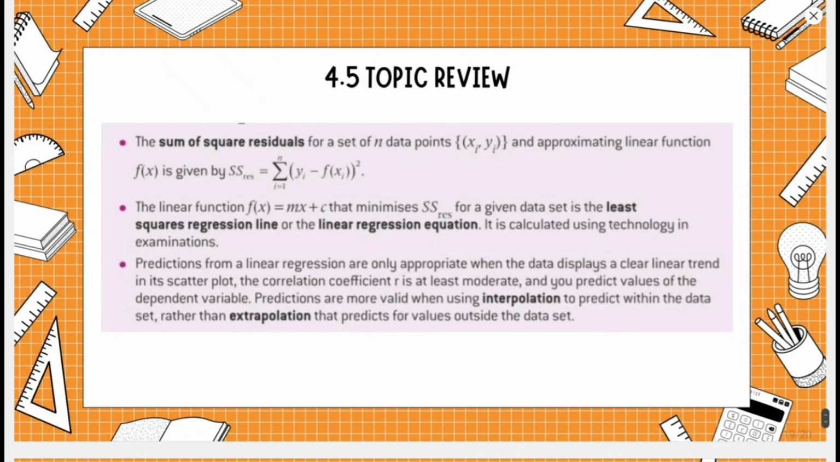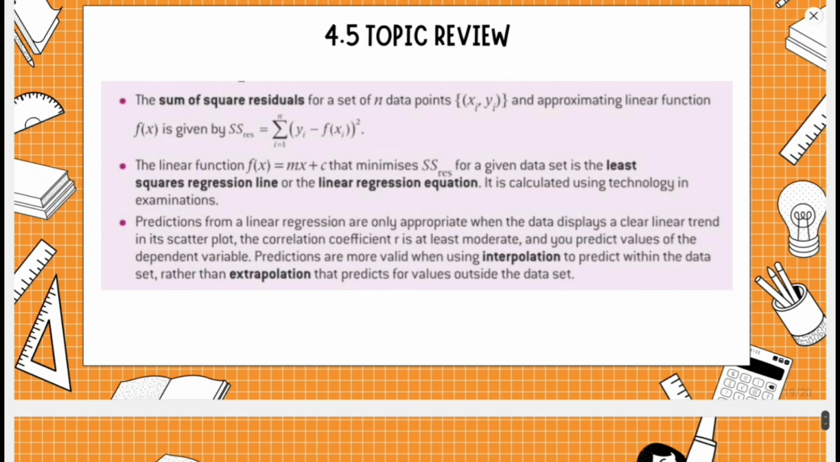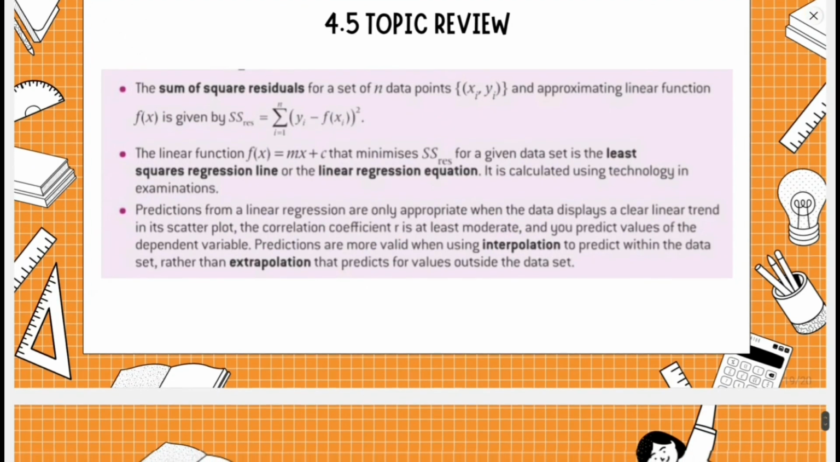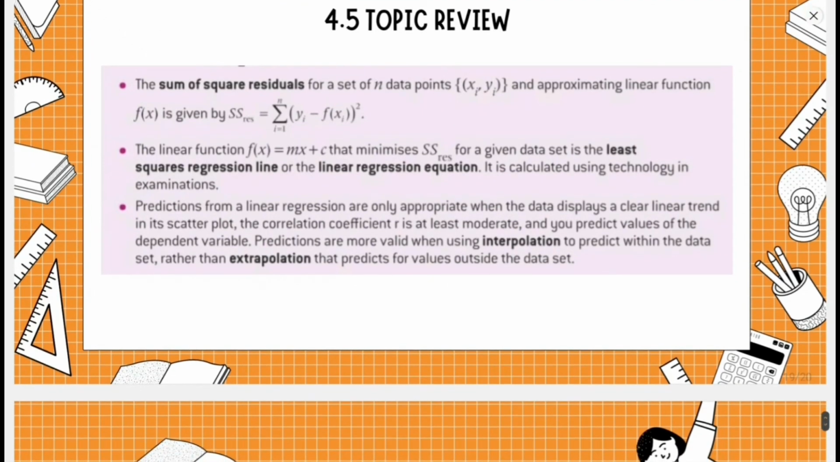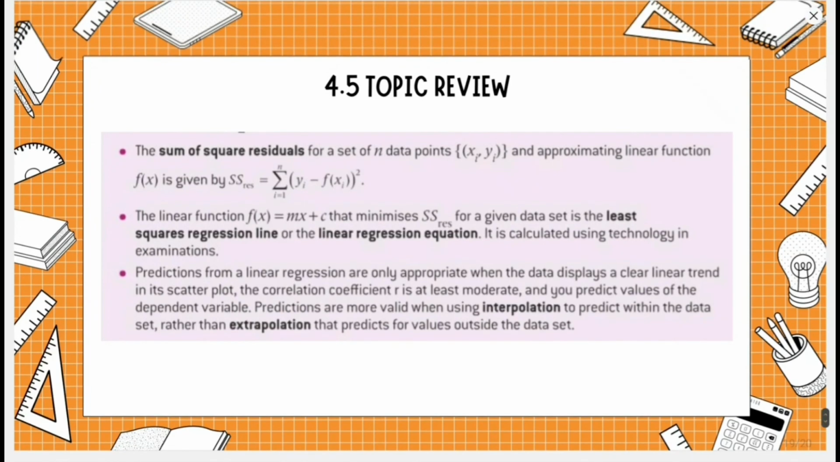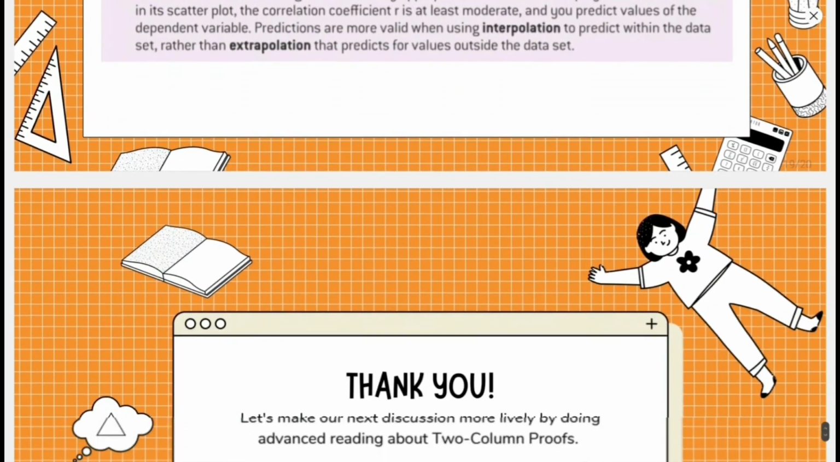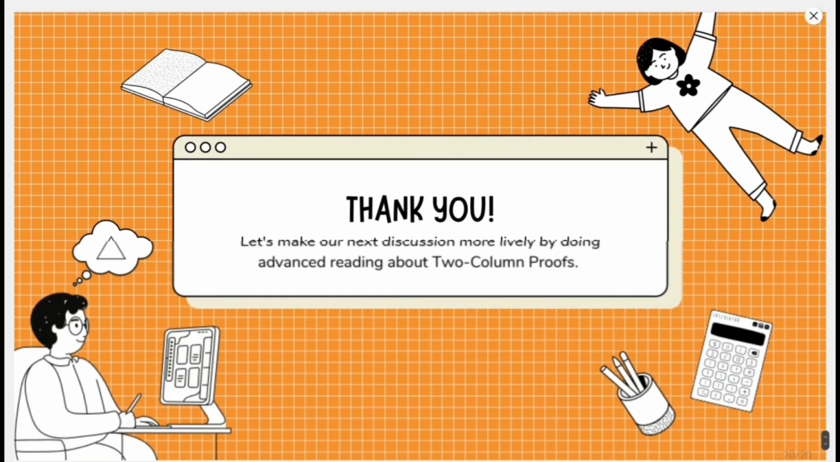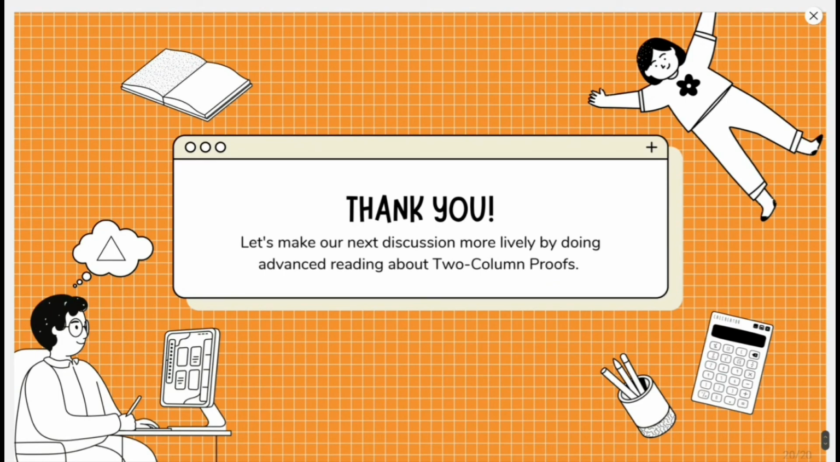Let's take a look at the 4.5 topic review. We have already covered the sum of square residuals, or SSRES, and the least squares regression line, which we also call the linear regression equation. Then we have talked about interpolation and extrapolation when making predictions. I think that's all for our chapter 4. We have covered 4.1 until 4.5. That's all from us. Thank you.